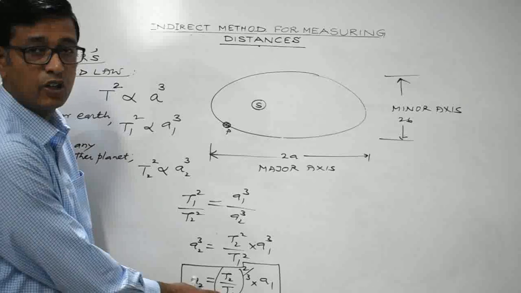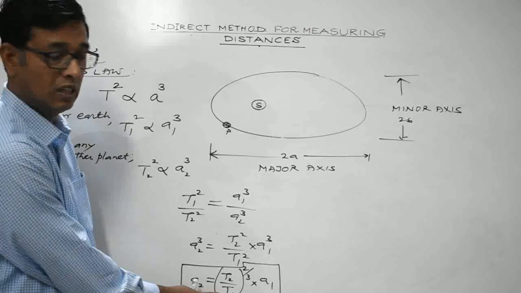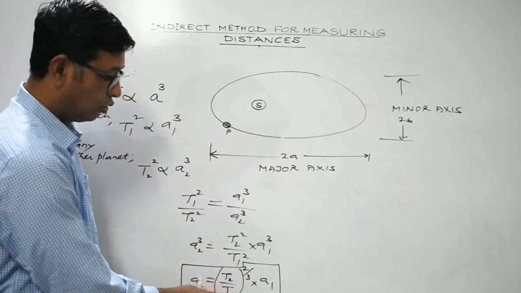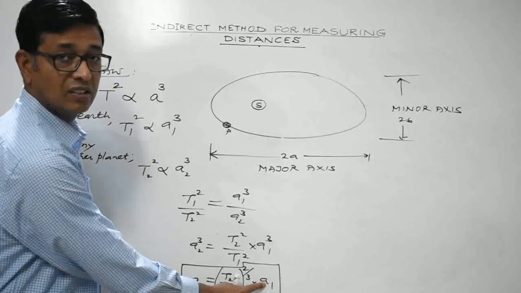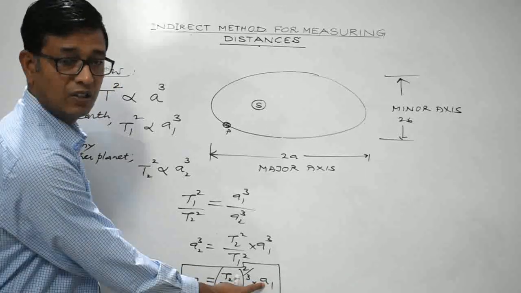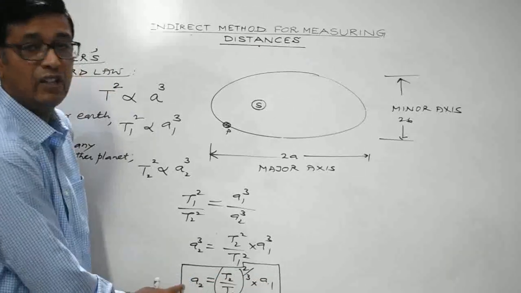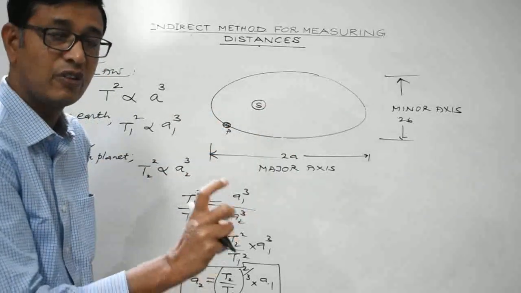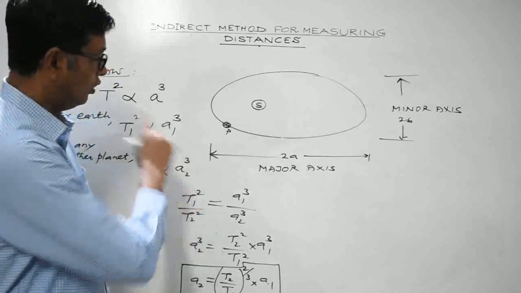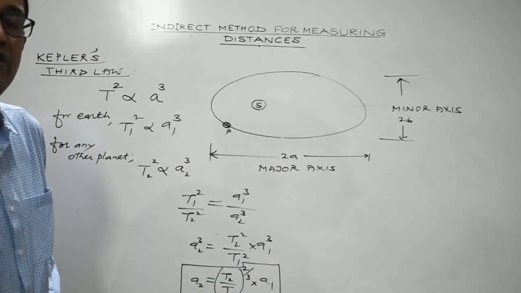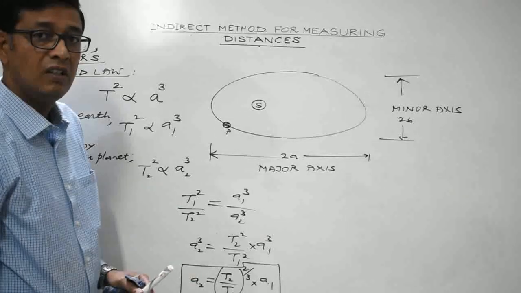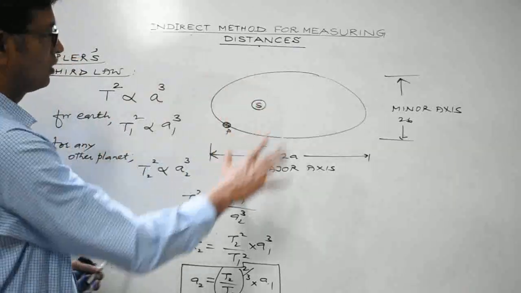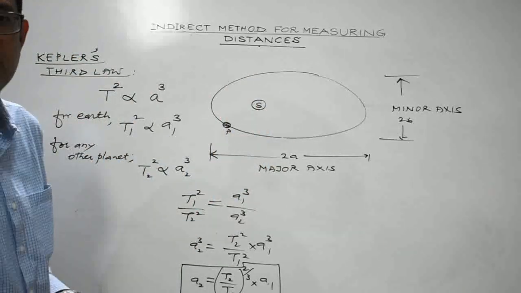Now look, time period of Earth around the Sun is known to us. The time period of the planet whose distance from the Sun is to be measured should be known to us, right? So knowing the value of T1, T2 and knowing the value of the distance of Earth from the Sun, which is 1 astronomical unit, and substituting the value over here, A2 can be calculated. What is A2? A2 is the distance of that planet under consideration from the Sun. So this is another indirect method which we have discussed to find out the distance of a planet from the Sun. So this was another very important and interesting indirect method.